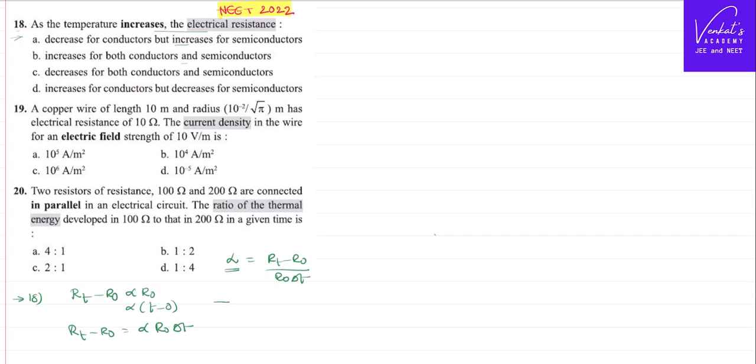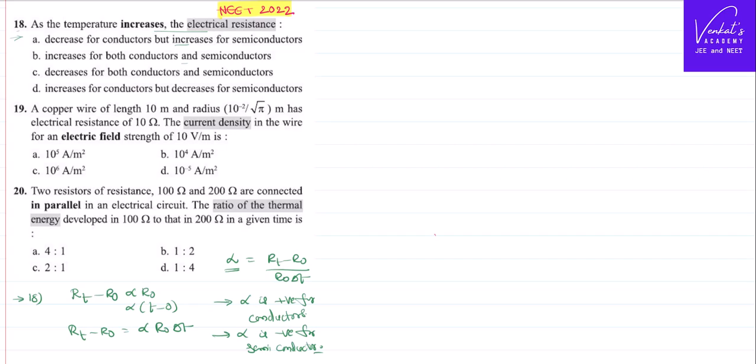We need to know that alpha is positive for conductors. What that means is, if you raise the temperature, resistance also increases. Alpha is negative for semiconductors and of course for insulators. What that means is, you raise the temperature, the resistance is not going to increase for semiconductors, rather it is going to decrease.